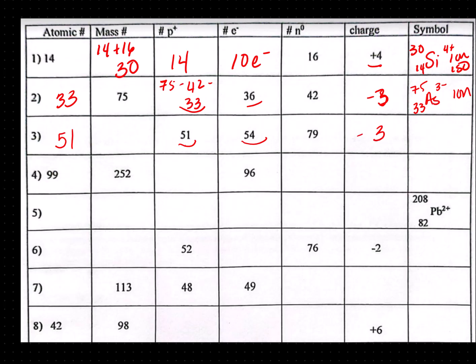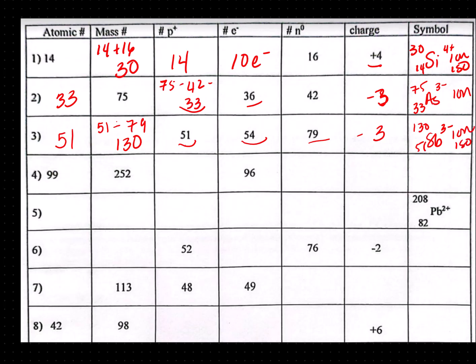Since the number of neutrons is given, we don't use the mass number on the periodic table. The mass number is going to be the number of protons, which is 51, plus the number of neutrons, which is 79. So this is equal to 130. This is antimony, Sb 3 minus, which has a mass number of 130, atomic number of 51. This is an ion, as well as an isotope, because it does not match the mass number.